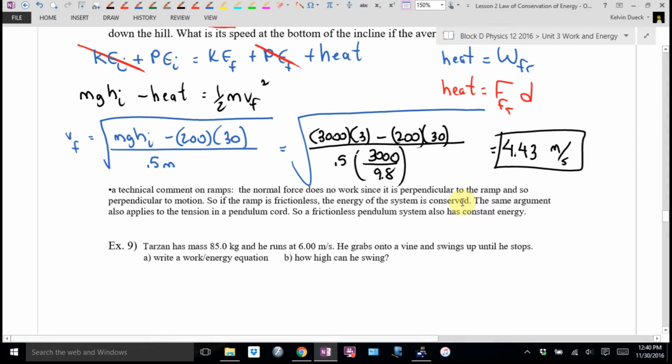The same argument actually applies to tension in a rope swing. Not if I'm raising it vertically. If I'm raising it vertically, tension is doing work because tension and the distance are in the same direction. But if I'm swinging this way, tension right now is pointing towards the center, but the distance is at a right angle. Tension right here is pointing straight up, but the distance I'm moving is this way. In fact, the distance I'm moving is always at a right angle to the rope. So, as long as the rope has no friction, energy will be conserved.